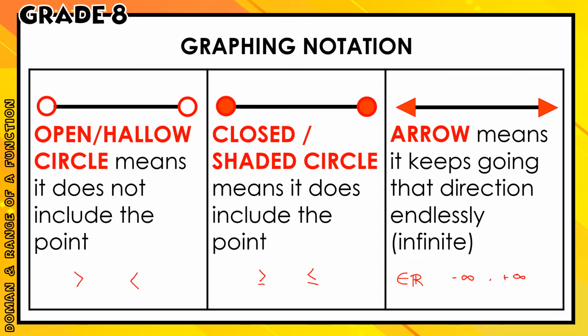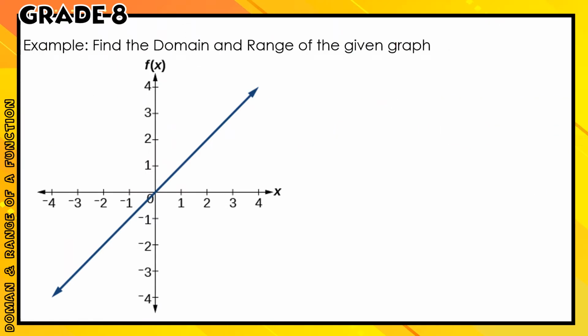If we are asked to find the domain and range, these are the symbols that we can encounter by simply looking at our graph. Okay, let's have this example. We are asked to find the domain and range of the given graph. As you can see, we have here a slanted graph which has two arrowheads, meaning endlessly going up and endlessly going down.